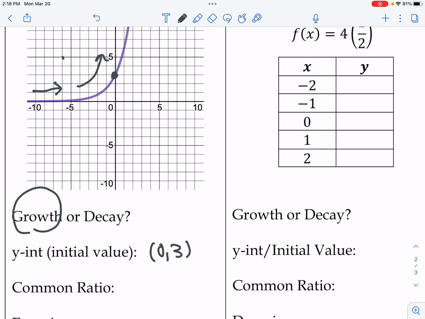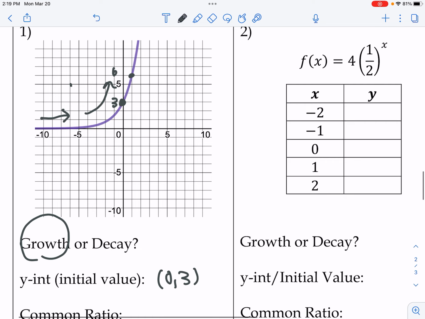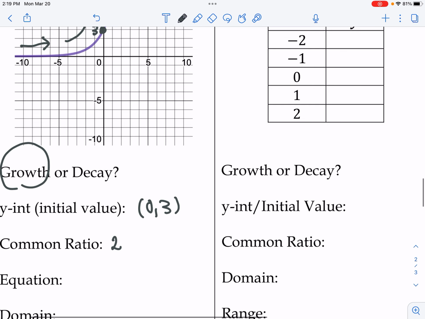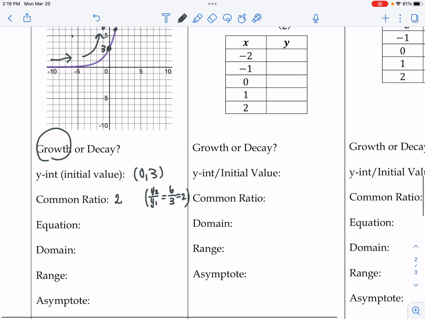Common ratio, we've got to figure out what it's multiplying by. And so we go from a value of 3 to a value of 6. That's multiplied by 2. And so our common ratio is 2. If you ever need to calculate it, if it's not a pretty number like 2, take the second y value, which in our case was 6, and divide it by the first, which was 3. And that will give you your common ratio.